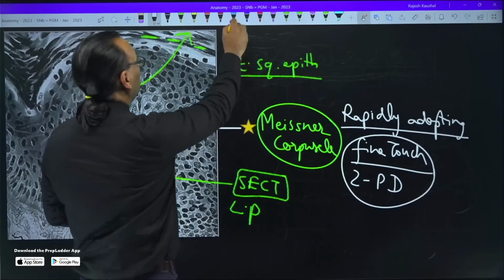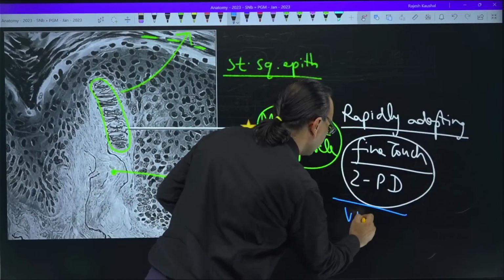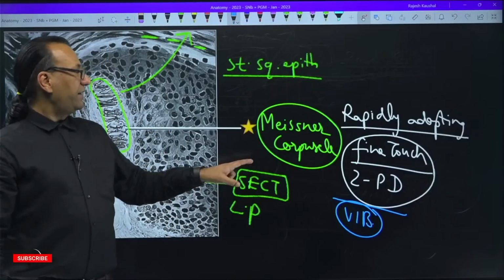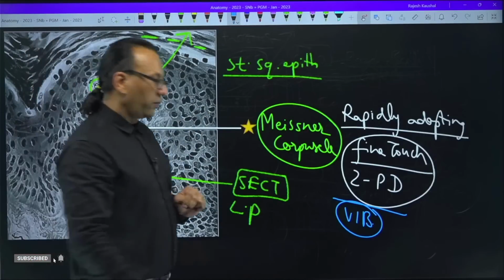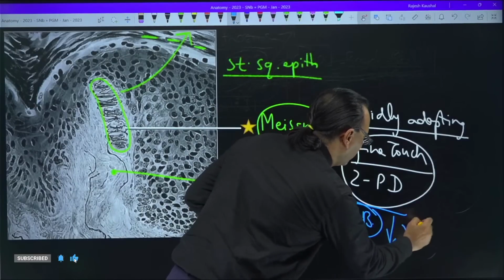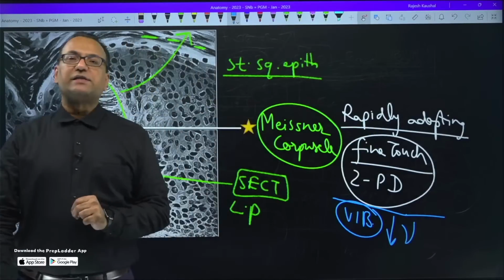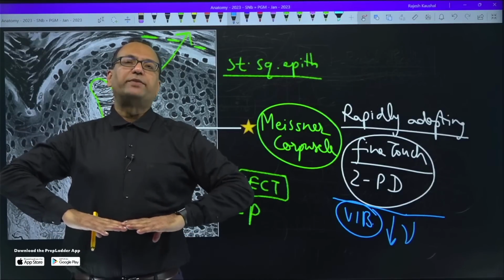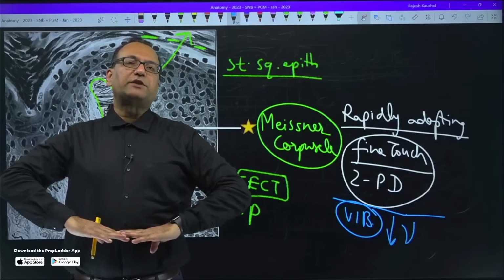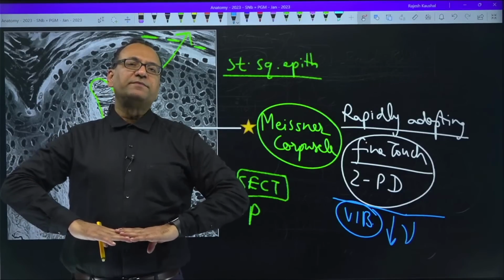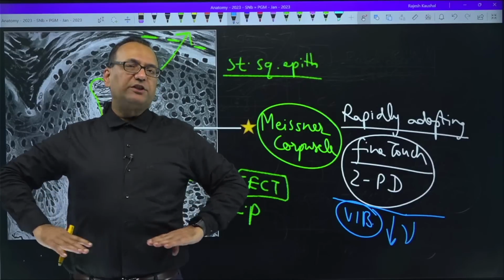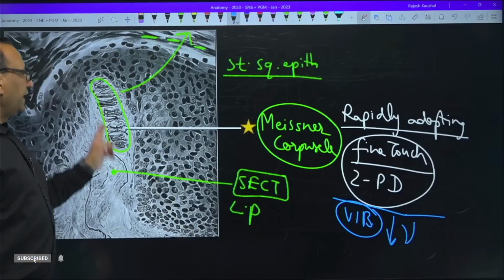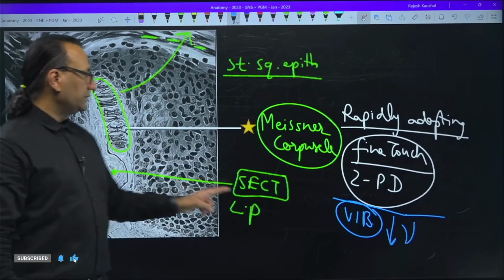Now the question will ask you which type of vibration. Is it high frequency or low frequency vibration? If it is the Meissner corpuscle, it is for low frequency vibration, because if it is high frequency vibration, then you have to go still deeper in the deep dermis and you have Pacinian corpuscle. So deep dermis, Pacinian corpuscle is for pressure and vibration, and that vibration is high frequency vibration. If you say Meissner corpuscle, it is for low frequency vibration and tactile discrimination.